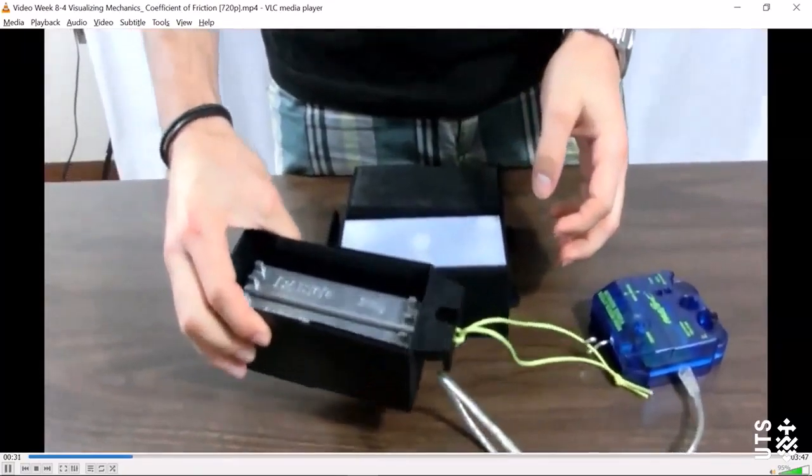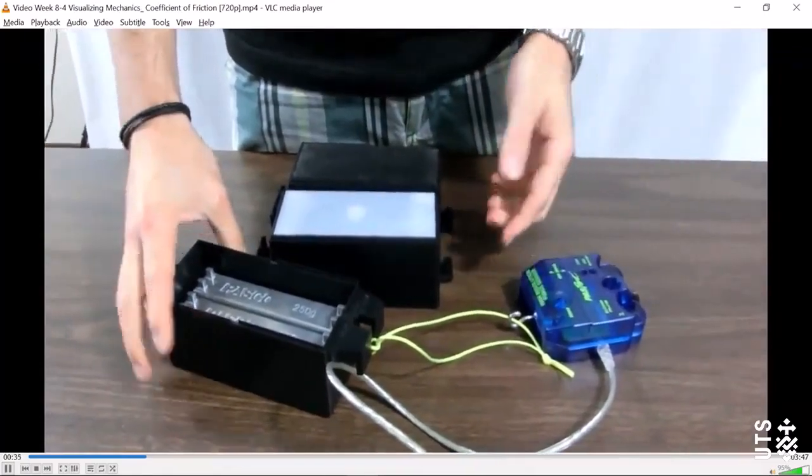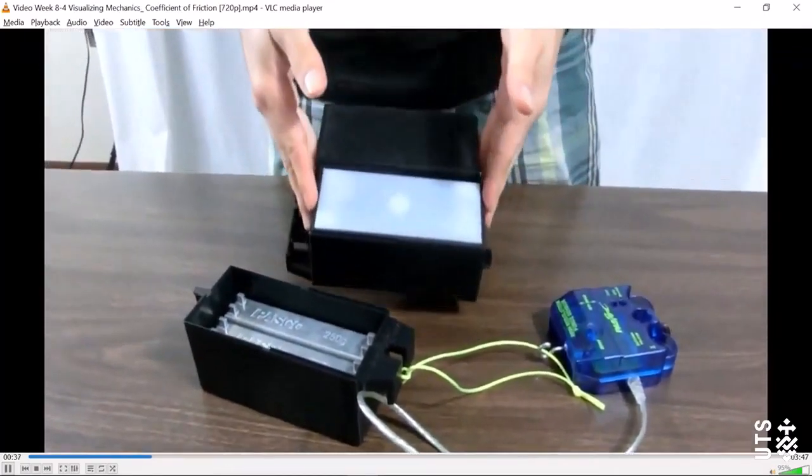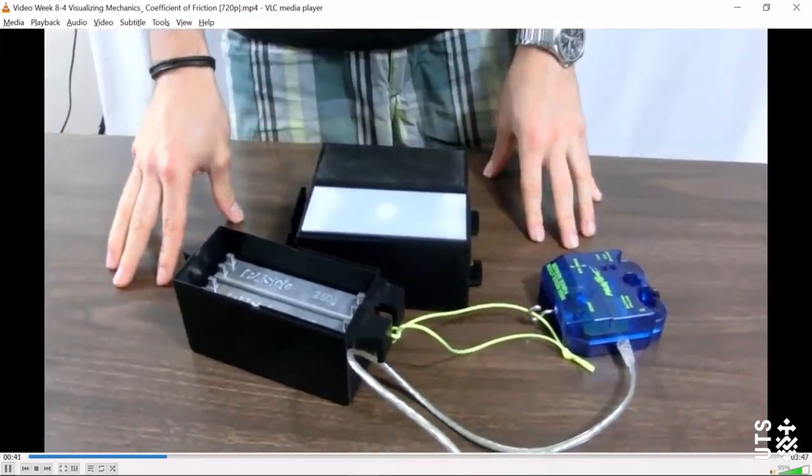Here we have a cart with added weight on it. This cart is attached to the force sensor through the string. As you can see, we have different carts with different surfaces on the bottom, so we can analyze the graphs of the different coefficients of friction.